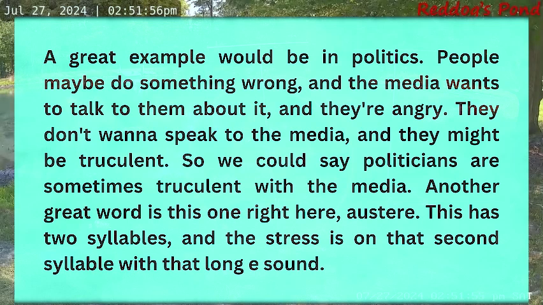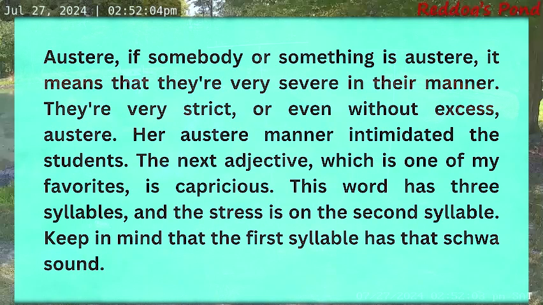Another great word is this one right here, austere. This has 2 syllables, and the stress is on that second syllable with that long E sound. Austere. If somebody or something is austere, it means that they're very severe in their manner. They're very strict, or even without excess. Her austere manner intimidated the students.